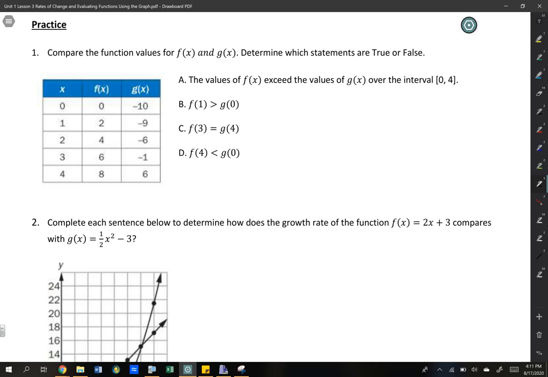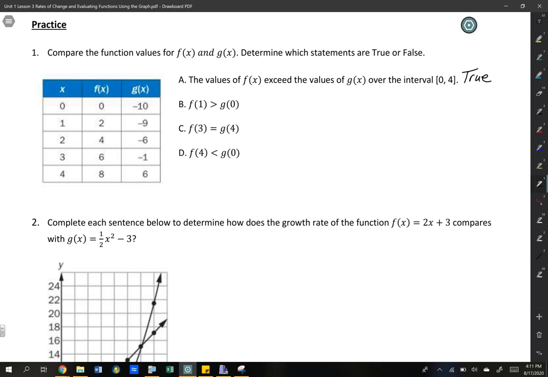Right, we're going to do a little practice. I would say pause the video, try the practice, and then play it again when you're ready. Compare the two functions, determine which statements are true or false. The values of f of x exceed the values of g of x over the interval 0 to 4. Right, so it looks like the values in the f of x column are all greater than the values in the g of x column. So this first one is true.